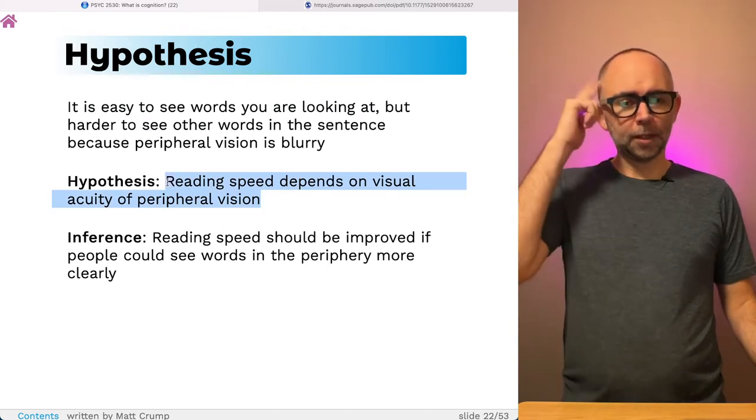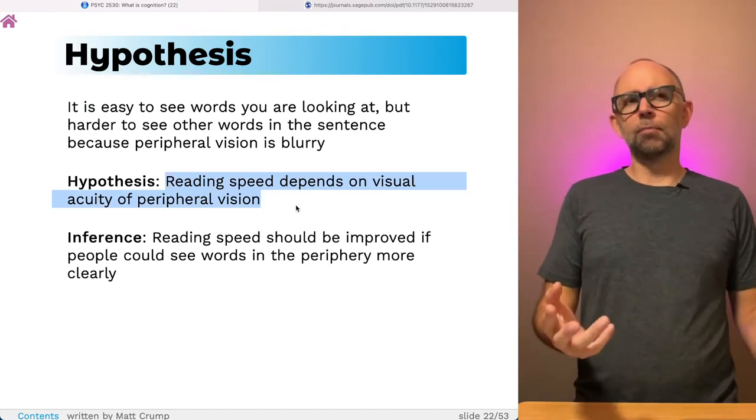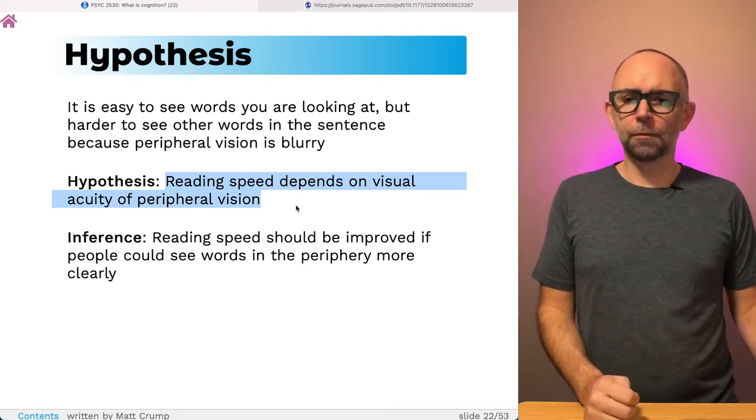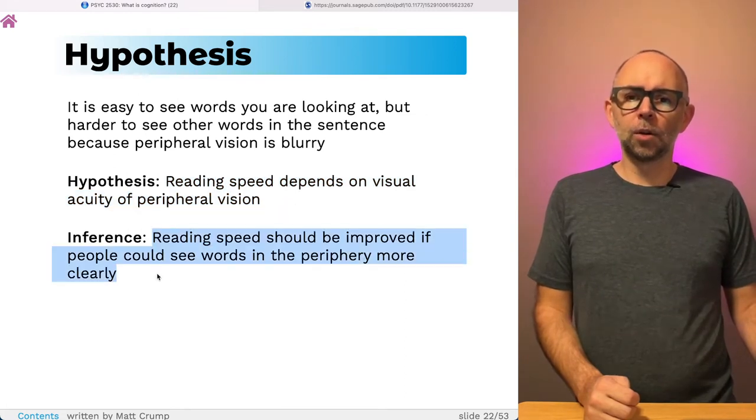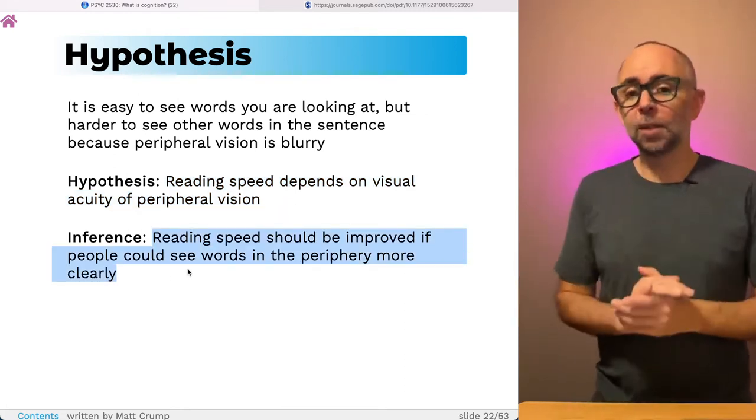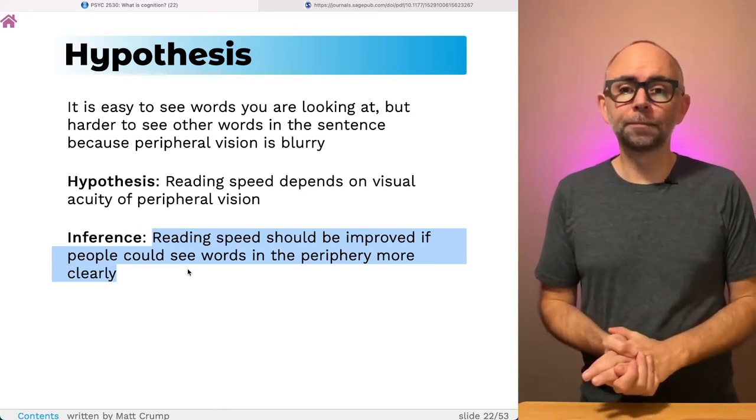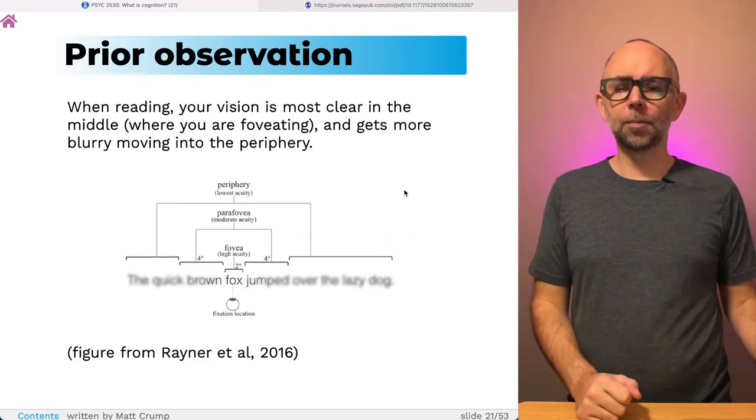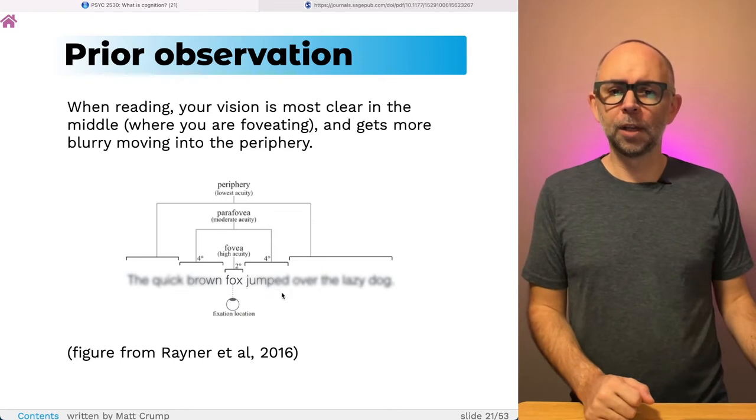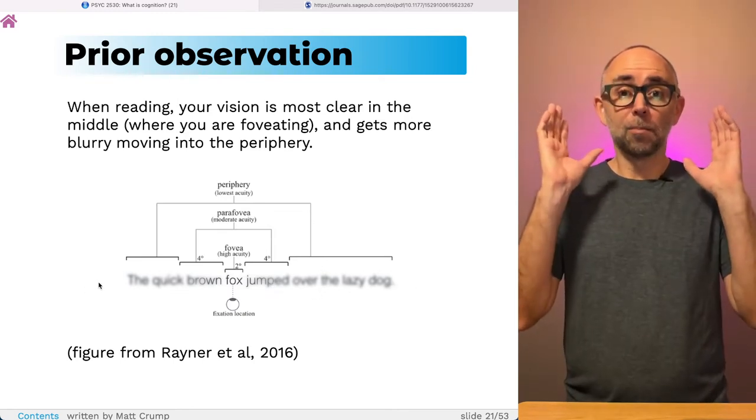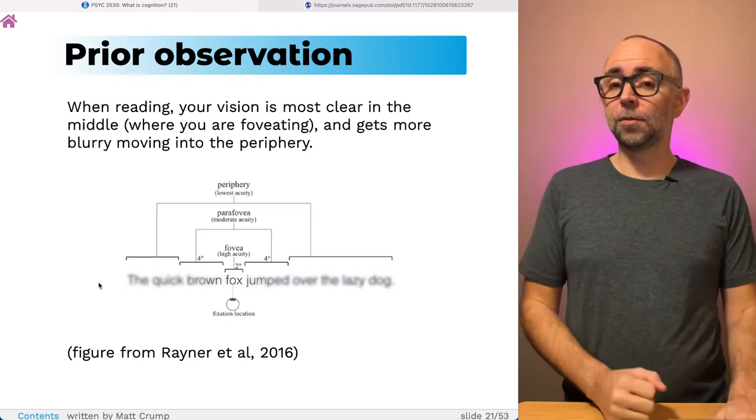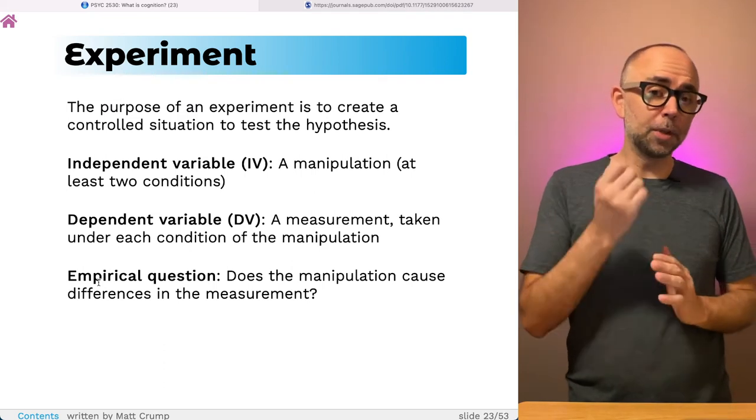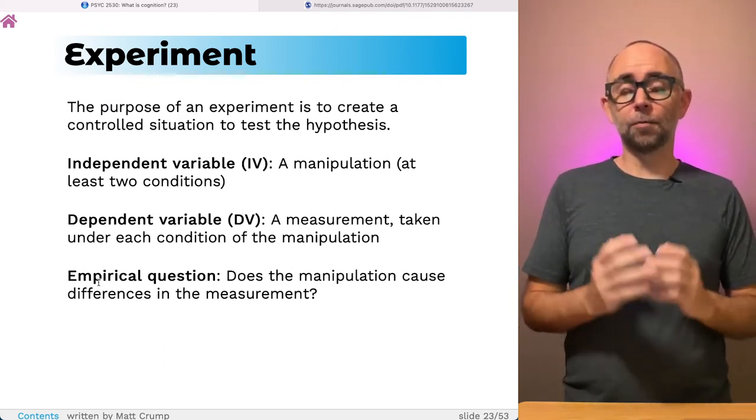If I put my thinking cap on, I could wonder, well, maybe reading speed depends on visual acuity of peripheral vision. Could it be that reading speed would be faster or improved if people could see the words in the periphery more clearly? For example, if we could somehow make your peripheral vision see the words that are blurry as more clear, would it be easier for you to read the sentence? In order to find out, we would need to use an experiment or some kind of research method.